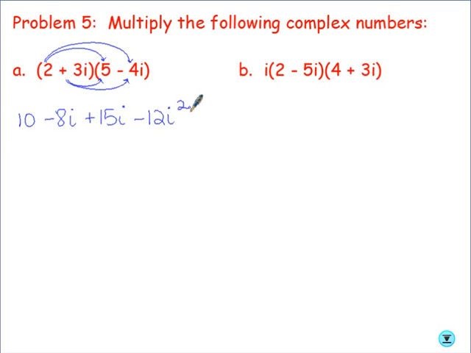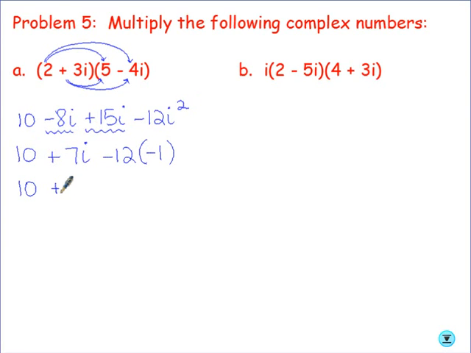Now we're going to do some multiple steps at one time. Nothing I can do with 10. Negative 8i and positive 15i make positive 7i. Negative 12 is okay, but i squared changes to times negative 1. Now we got to multiply.